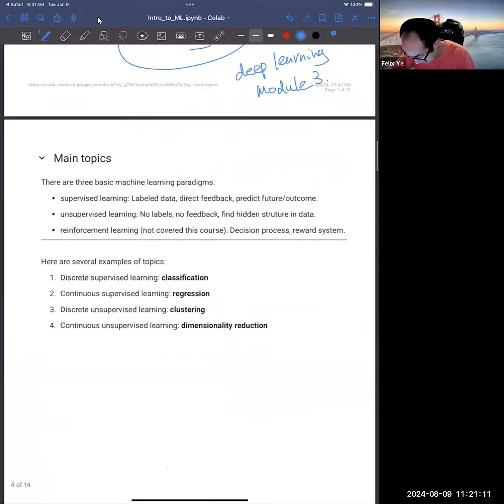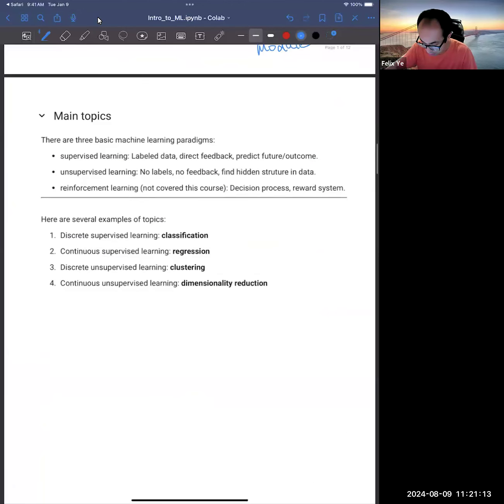All right, so we have to talk about this. There are basically three machine learning paradigms. One is supervised learning. The second one is unsupervised learning. The third one, which I didn't mention, is reinforcement learning, which will not be covered in this class.